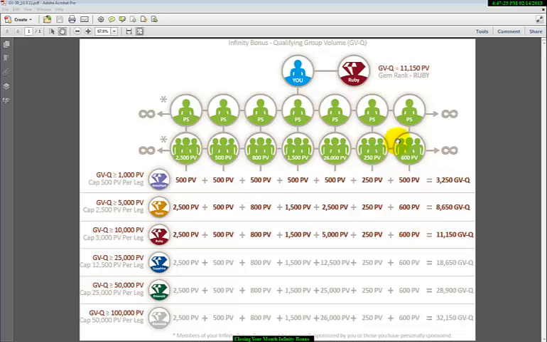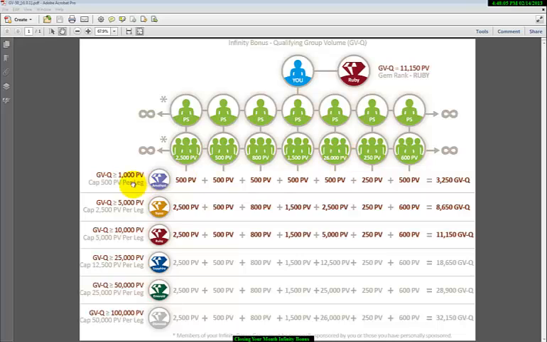So in this case, in this graph, it's showing that you are a Ruby, and you have 11,150 GVQ, which is coming from PV of the people that you have personally sponsored. So where exactly does GVQ come from, and what is GVQ? GVQ means Group Volume Qualifying, or Qualifying Group Volume. So that's the qualifying group volume from the people that you've personally sponsored that will go into consideration on what amount of volume you have to qualify you as a gem rank. That's the only thing that GVQ is looking to do, is see how much you are qualified for and what gem rank that falls underneath.